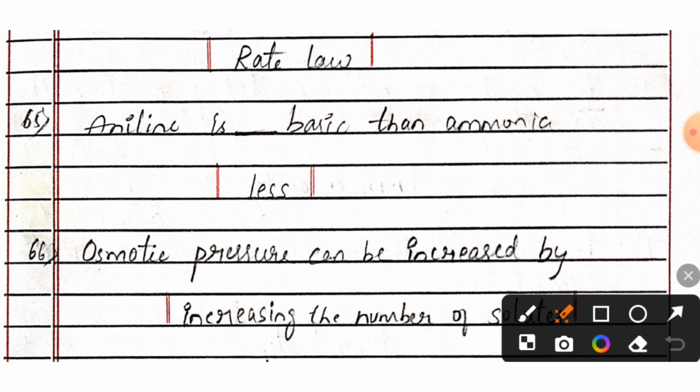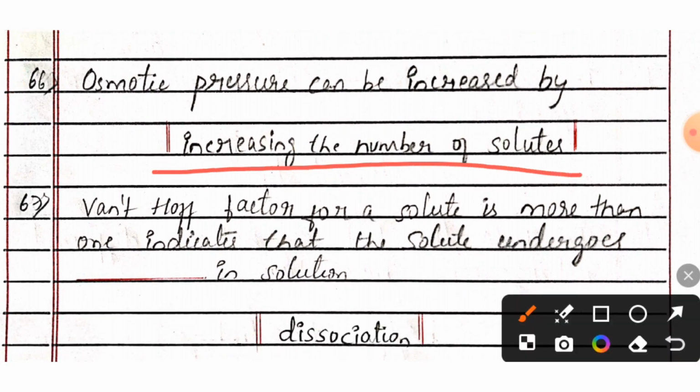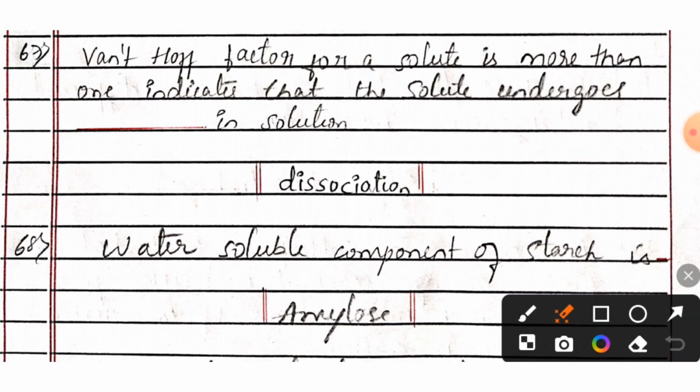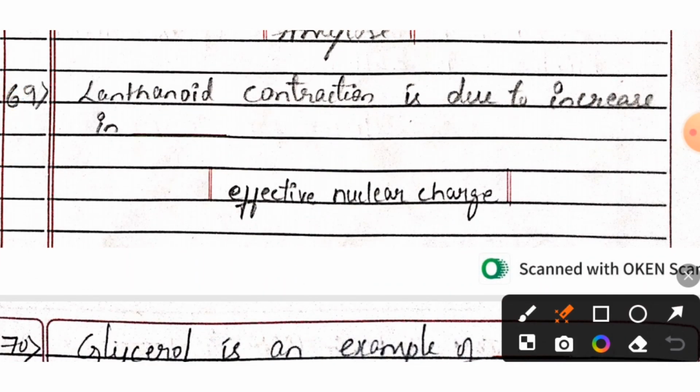Osmotic pressure can be increased by increasing the number of solute. Van't Hoff factor for a solute is more than 1 indicates that the solute undergoes dissociation in a solution. Water soluble component of starch is amylose. Lanthanide contraction is due to increase in effective nuclear charge.